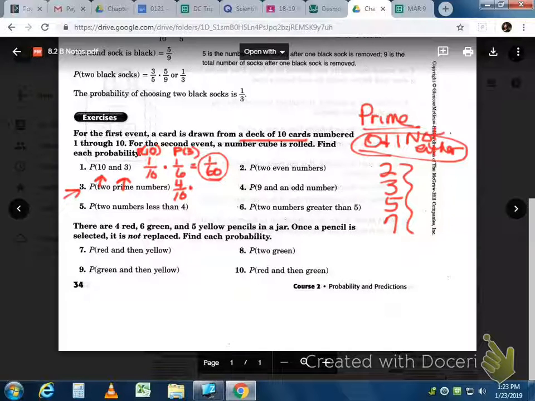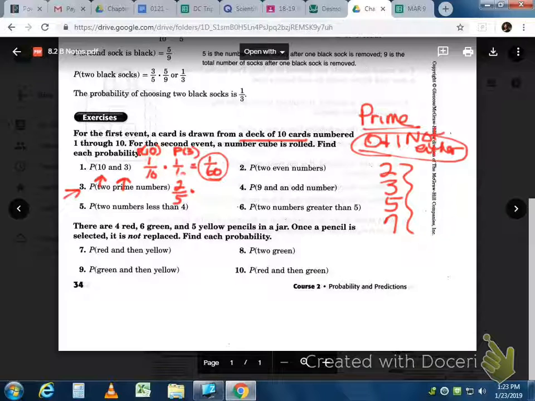Now, what about the, and then that reduces to what? 2/5. So let's make that 2/5. Does it matter if we reduce it or not? You're going to end up reducing at the end anyway, so you might want to do it early on so the numbers aren't so big. So 2/5. And then on a number cube, 1 through 6, how many of those are prime?